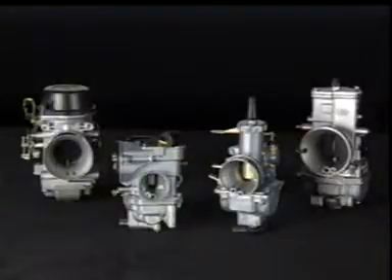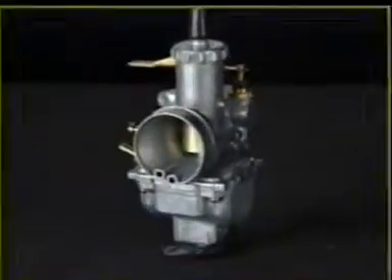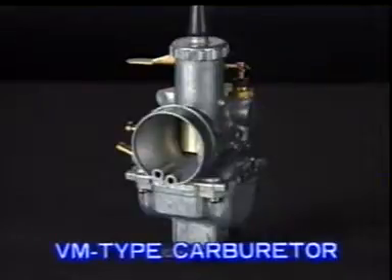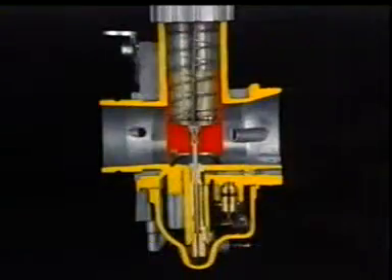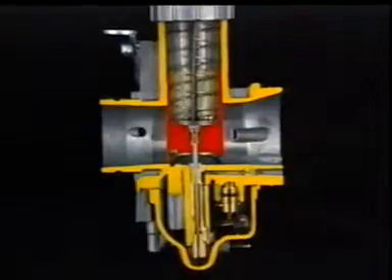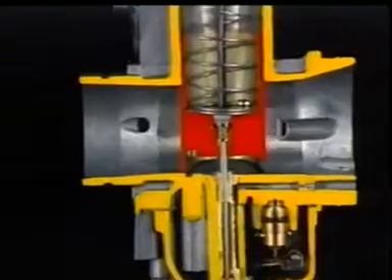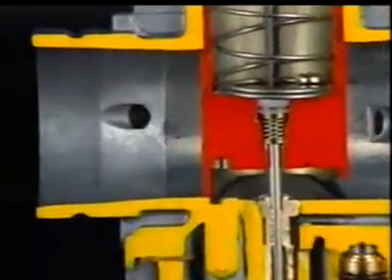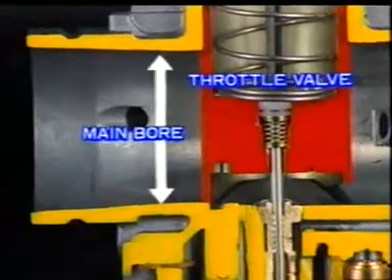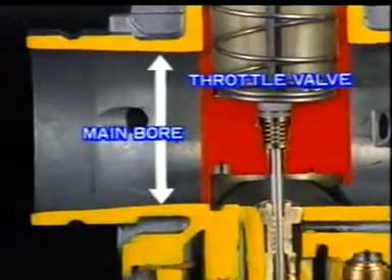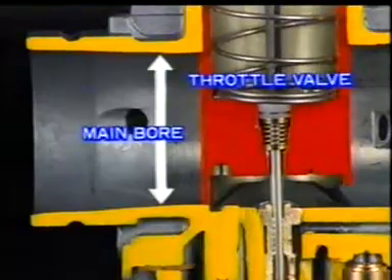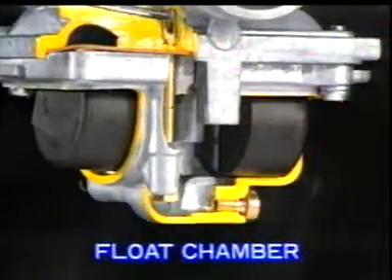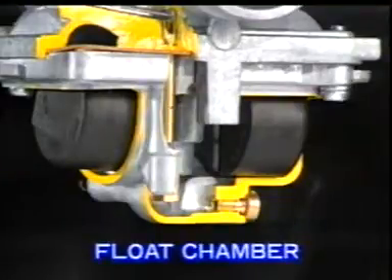There are various types of carburetors used in motorcycles. The most popular of these is the VM-type carburetor. Let's take a look at the basic construction of this type of carburetor. One of the main parts that make up the VM-type carburetor is the main bore, along which air flows when it is taken into the carburetor. Another main component is the throttle valve, which controls the amount of fuel and air by changing the diameter of the main bore. A third is the float chamber, which keeps the fuel at a constant level.